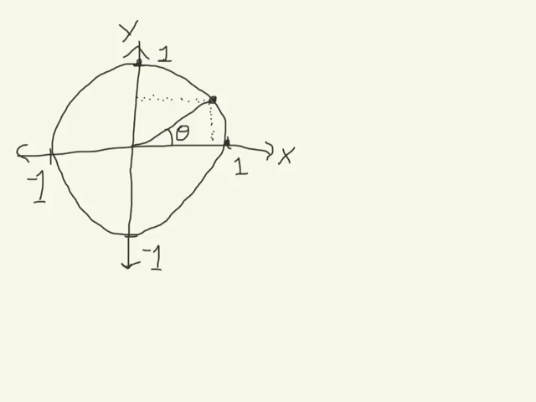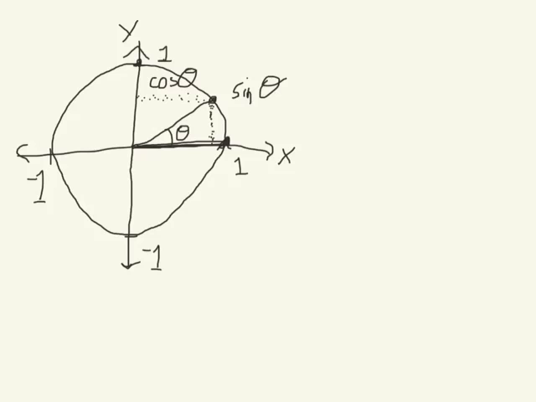we can call this distance here, this y value, sine of theta. And the value of the x coordinate here is cosine of theta. So let's make our way counterclockwise around the unit circle. Let's start from right here, this point. So theta would be 0, because the line that we're looking at is right along the x-axis.